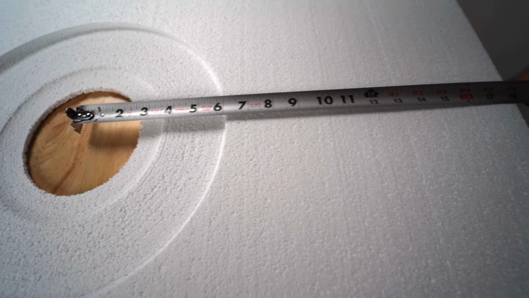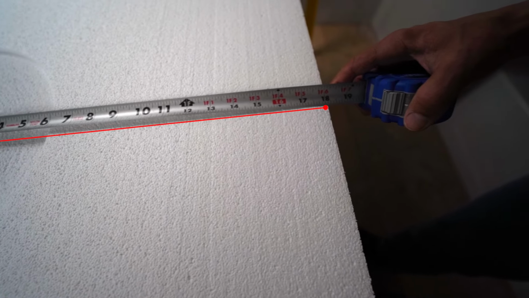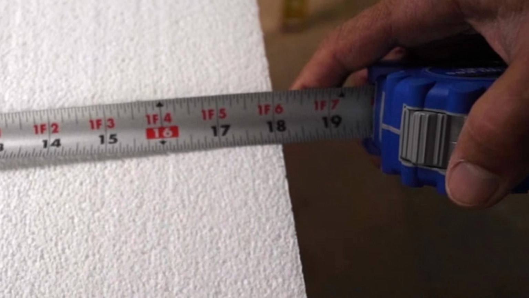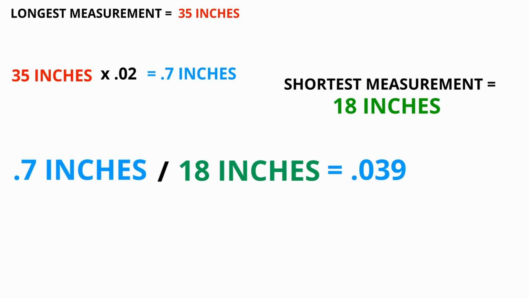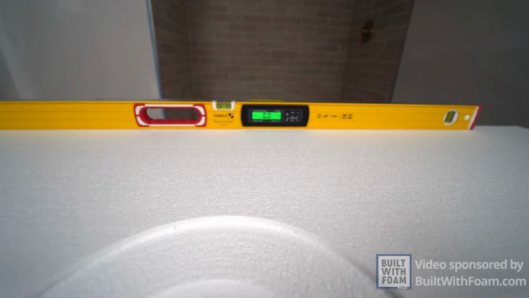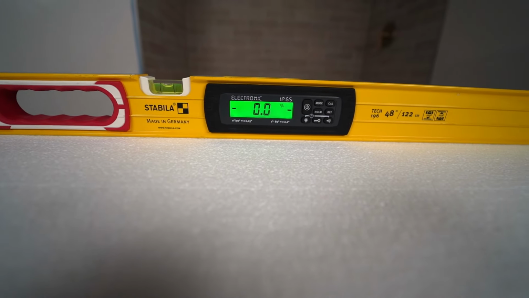Step 3 is to find the shortest measurement from the drain to the center of a vertical surface. Here, it's 18 inches. Step 4, we take the slope measurement of 0.7 inches from our first calculation and divide it by the shortest measurement, which in this case yields our steepest slope of 3.9%. Since this resulting number is lower than 4%, you can have a level perimeter for your shower floor.